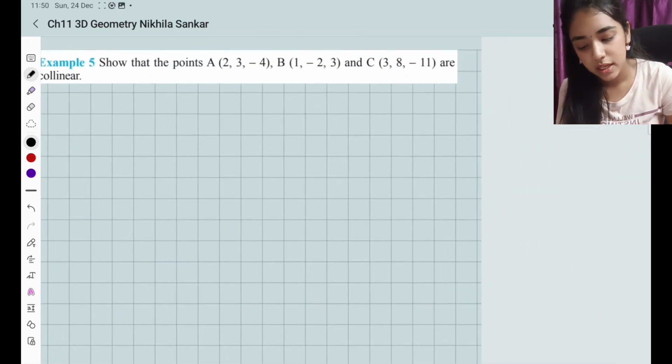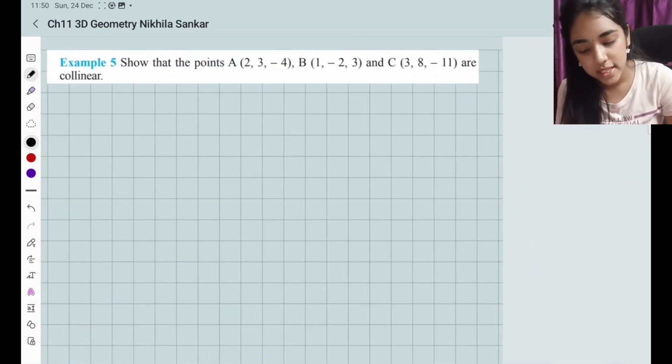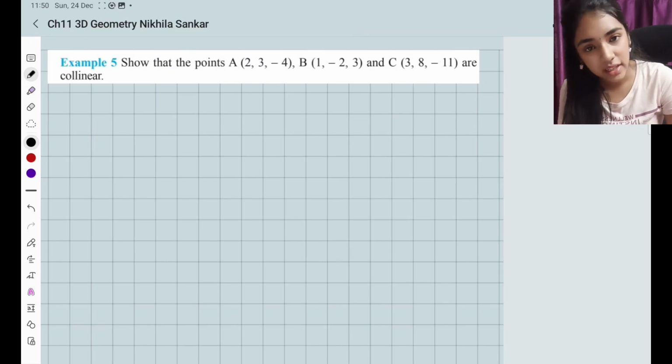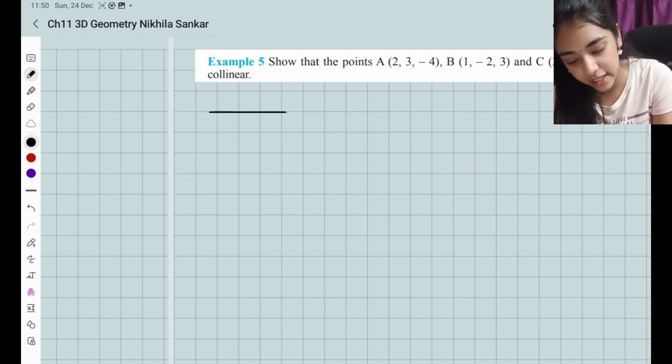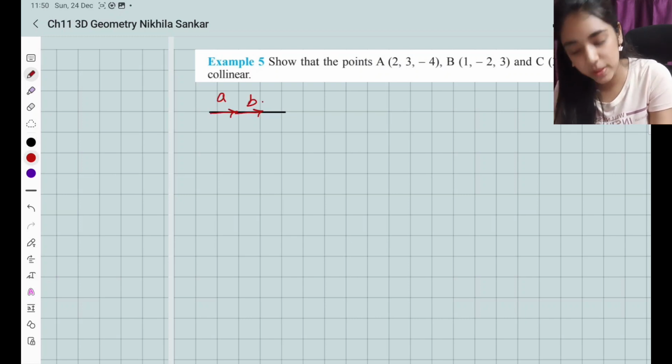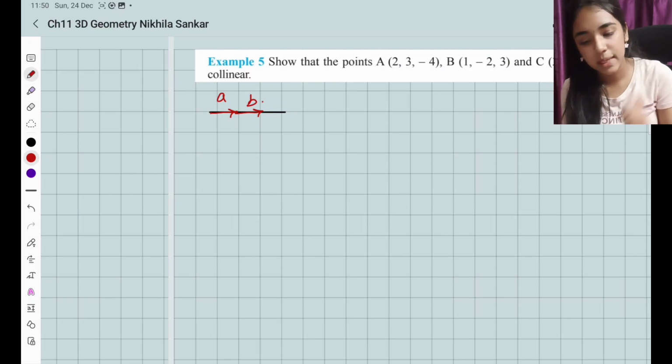Now, fifth question. Show that the points A, B, C are collinear. Collinear na என்ன அர்த்தம்? They are going to be in a single line. One single line ல இருக்க போகுது. So I have a vector A like this and B also like this. So ஒரே லைன்ல இருக்க போகுது. இதை எப்படி ப்ரூவ் பண்ண போறோம்?